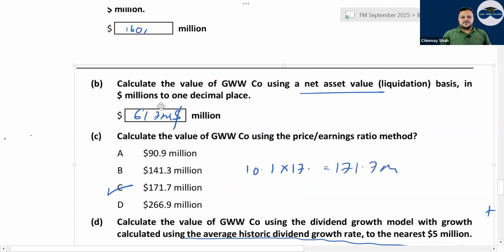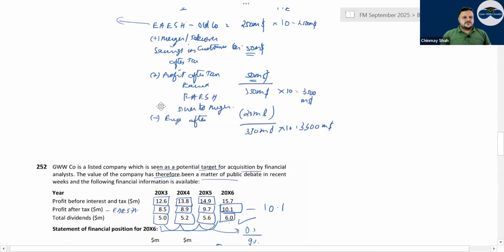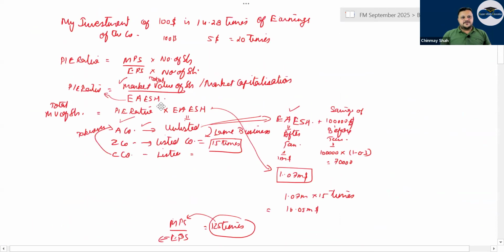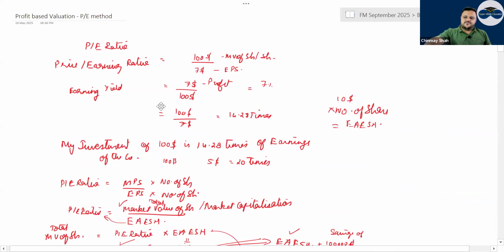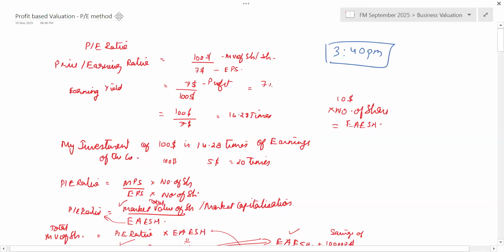And last but not the least, the P/E ratio, valuing the company. Okay, we'll take a break. Come back by 3:40, not 3:45, come quickly, right? We will complete this business valuation and then move to theory chapters, right?